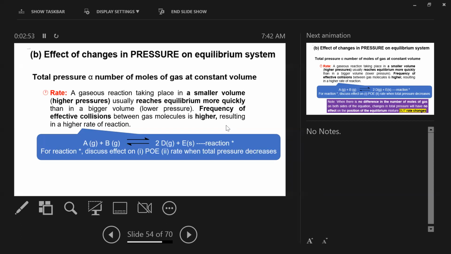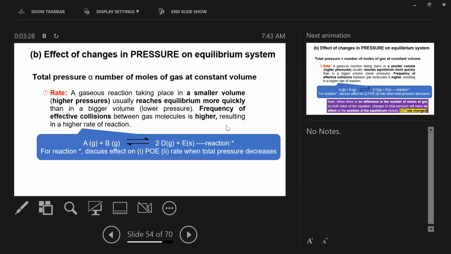Okay, so in this case, what do you think will be the effect on the POE? How will it affect the rates? Obviously, when I change the volume, the concentration of the gaseous particles will be affected simultaneously. All will increase or all will decrease at the same time, depending on how I change the volume. But because on either side, there's no way I can reduce the number of gas particles, the POE will be unaffected.